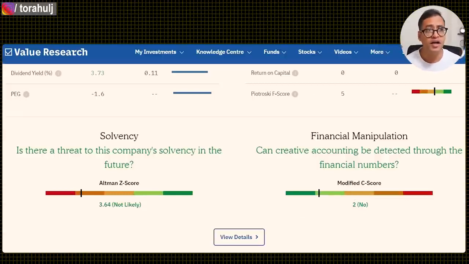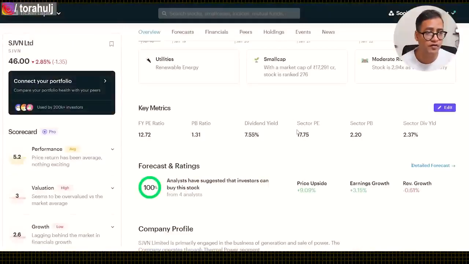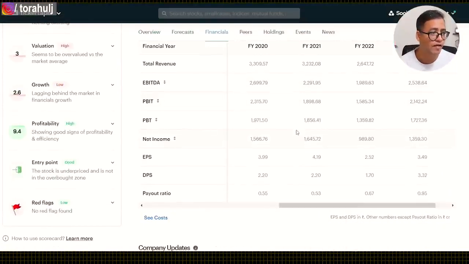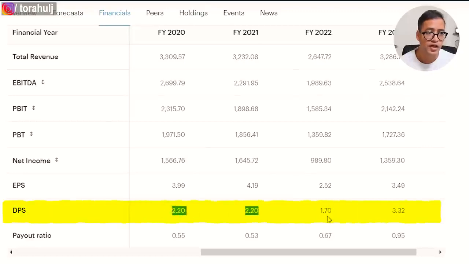The third check that I try to do is the possibility of giving future dividends. So let us go ahead and have a look at that in the case of SJVN. If we go to the financials of this company, let us have a look at the dividend per share history. In the last 4 years, the company has given roughly 2 to 3 rupees of dividend, which is looking really good from that perspective.